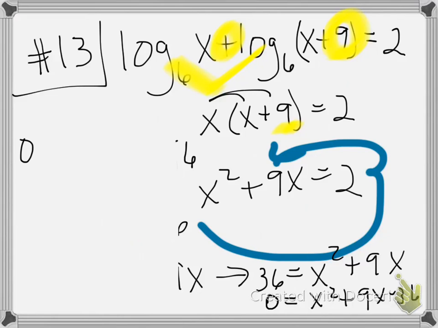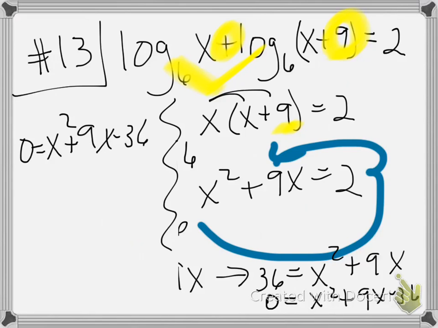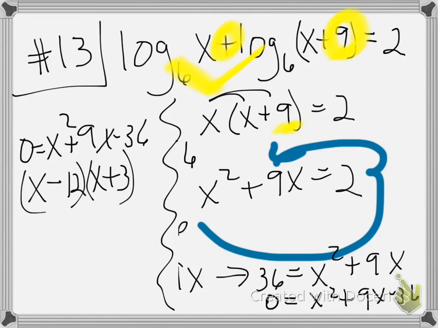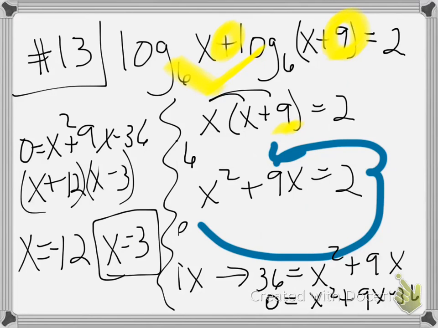All right, so if I have 0 equals x squared plus 9x minus 36, factoring that out, you can do x minus 12 and x plus 3, because negative 12 times 3 is negative 36, negative 12 plus 3 is... I have them backwards, it should be plus 12 and minus 3. So my solutions are negative 12 and positive 3. And actually, in case you're curious, negative 12 is an extraneous solution.